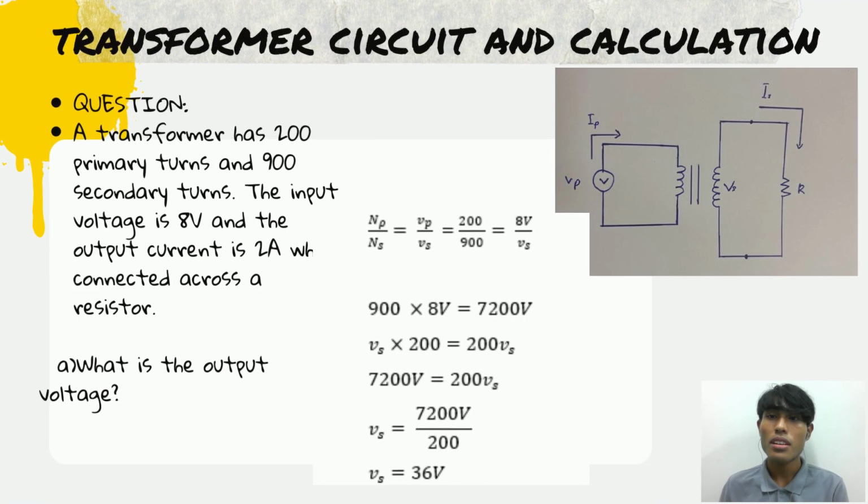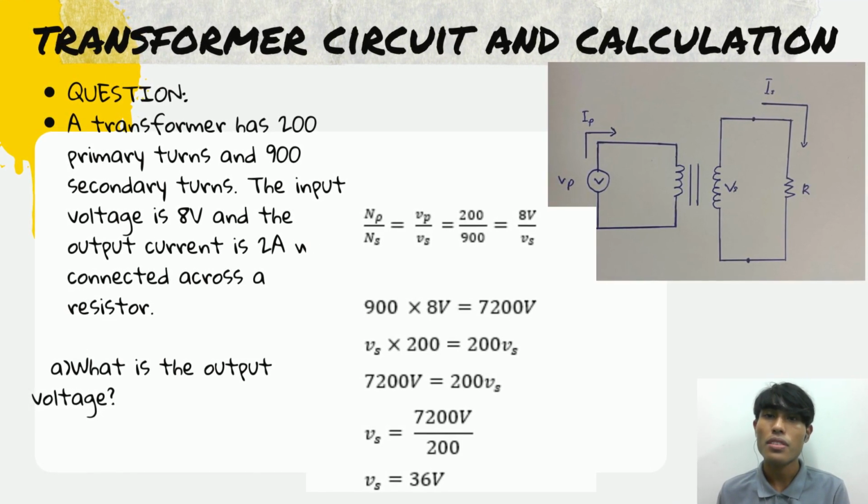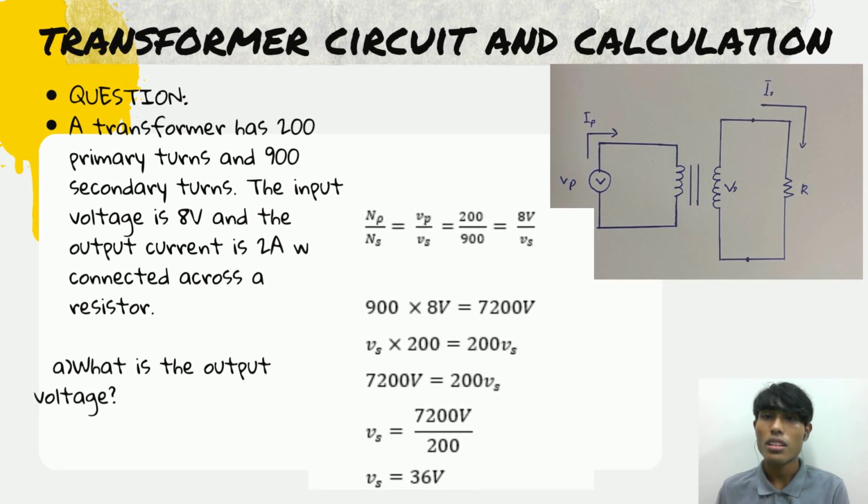For the transformer circuit and calculation, based on the slide, I have drawn a picture of a transformer circuit. Based on the picture, there are a voltage source, a transformer, and a resistor. For the question, a transformer has 200 primary turns and 900 secondary turns. The input voltage is 8 volts and the output current is 2 ampere when connected across a resistor. The question is, what is the output voltage?